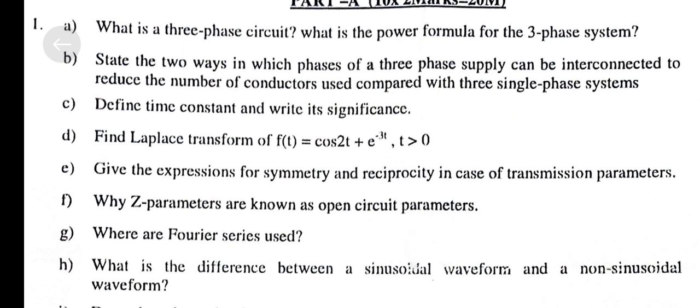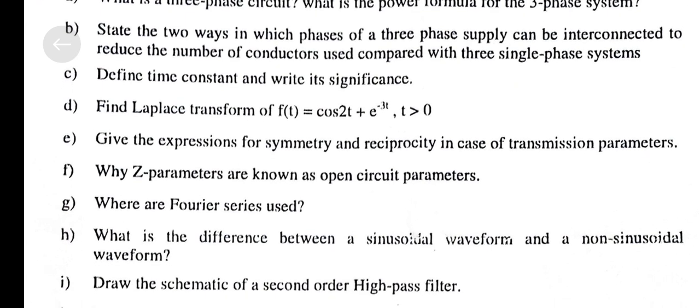Find Laplace transform of f(t) equal to cos 2t plus e power minus 3t, t greater than 0. Give expressions for symmetry and reciprocity in case of transmission parameters. Why Z parameters are known as open circuit parameters? Where are Fourier series used?